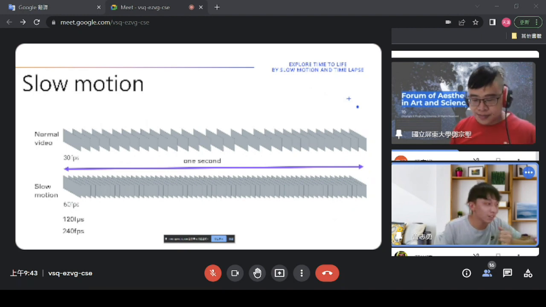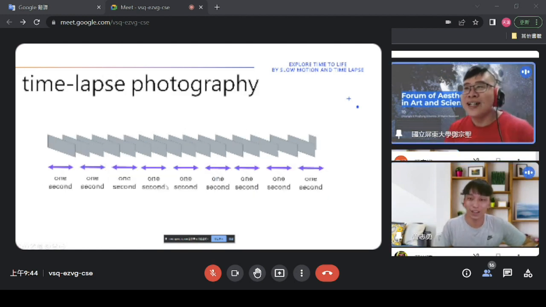So if I take 60 pictures in 1 second at 60 FPS, I can use a whole second to play the normal video, right? A whole second of normal video is 30 pictures, right? So this is how slow motion is working. That's the theory, right?